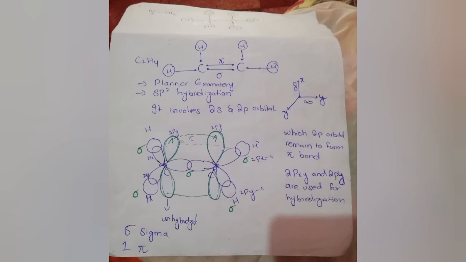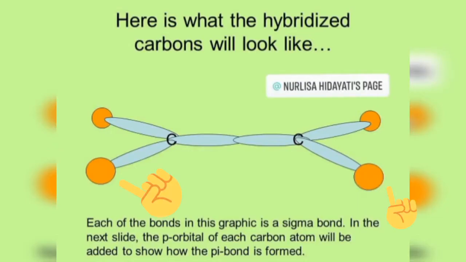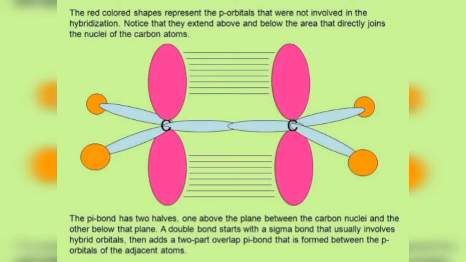If we consider the bonds between the hydrogen atoms and the carbon atoms, then there are a total of 5 sigma bonds, pointed by hand. The red lobes show the p orbitals that were not involved in the hybridization. They extend above and below the area that directly joins the nuclei of the carbon atoms. The pi bond has two halves, one above the plane between the carbon nuclei and the other below the plane. A double bond starts with a sigma bond that usually involves hybrid orbitals.